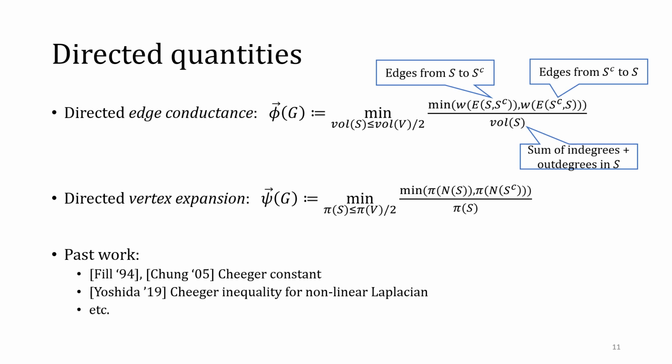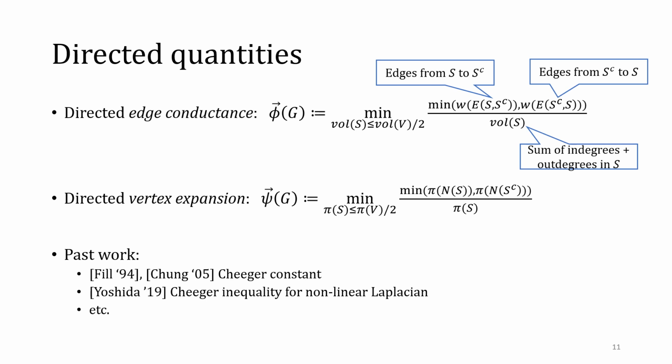Directed vertex expansion is defined similarly. In the numerator is the minimum pi weight of the out neighbors of S and the out neighbors of S complement. And in the denominator is just the pi weight of S. So one immediate obstacle that you'll face if you try to derive a spectral theory for directed graphs is that the associated matrices are not symmetric. So the adjacency matrix, the Laplacian matrix, they may not be symmetric at all and may have complex eigenvalues.